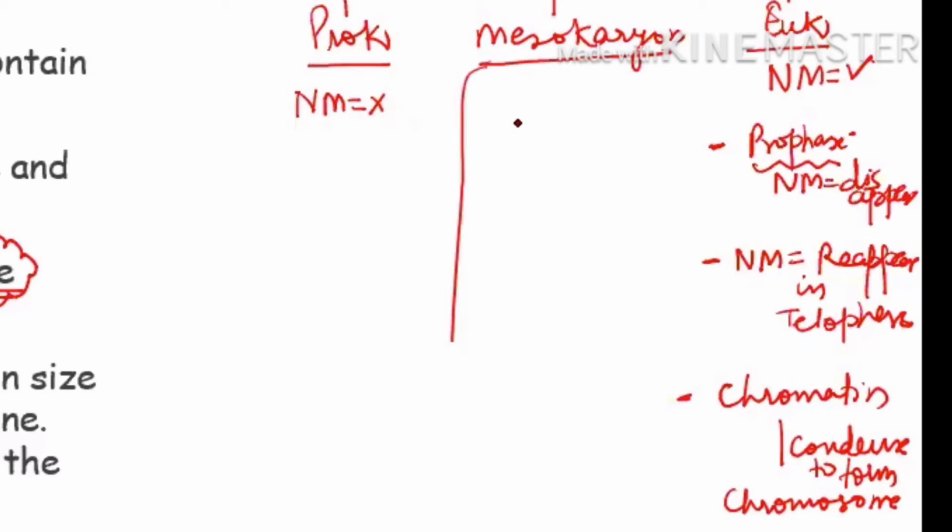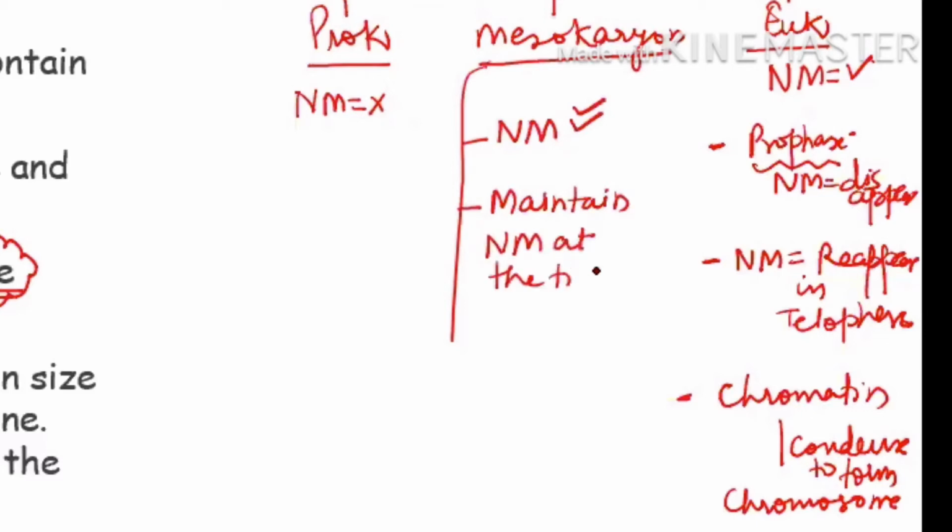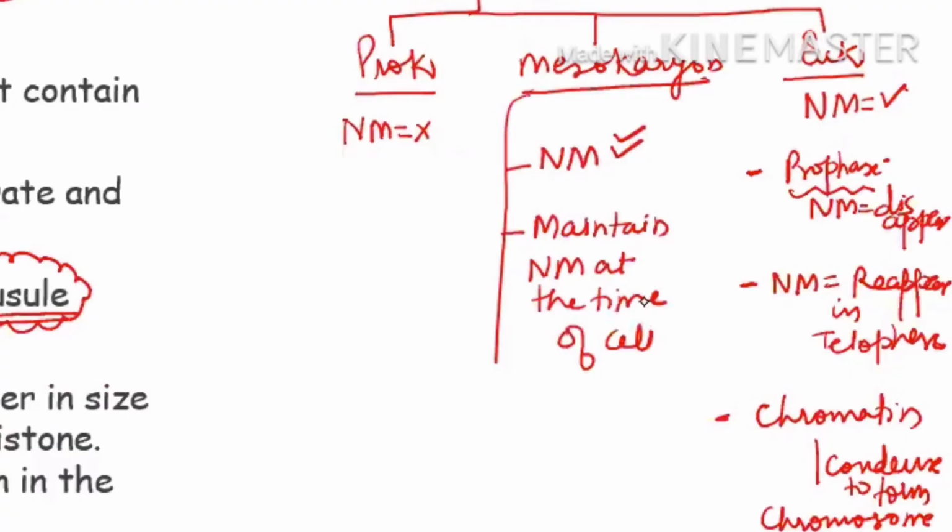See, they develop the nuclear membrane. But they are maintaining the nuclear membrane at the time of cell division also. Eukaryotes were doing the disappearance of nuclear membrane in the prophase and reappearance of nuclear membrane during telophase. Mesokaryon will not do. They will maintain their nuclear membrane at the time of cell division also.